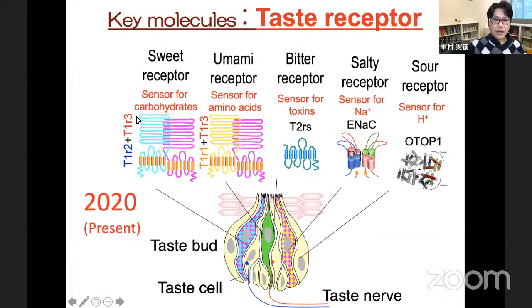Sweet: T1R2 plus T1R3 heterodimer. Umami receptor is T1R1 plus T1R3 heterodimer. Bitter receptor is T2R, a GPCR. Salty receptor is an ion channel type receptor, the epithelial sodium channel, ENaC. And sour receptor is Otopetrin 1, OTOP1. This is also a channel type receptor. So in this topic, I'd like to trace the history of the discovery of these taste receptors and their functions.